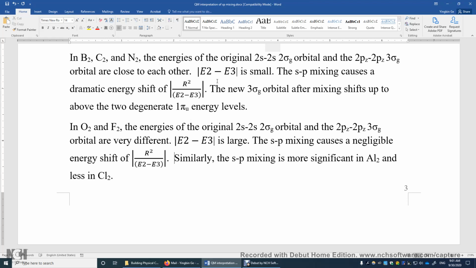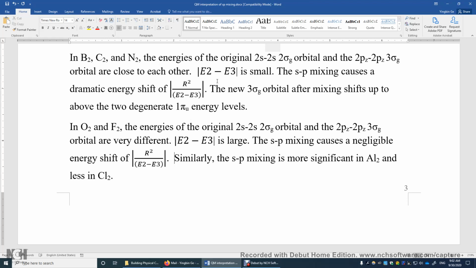My prediction is this: in aluminum 2, you will see this 3 sigma G lies above the pi u orbitals. Maybe we should call that 4 sigma G or even 5 sigma G because we're talking about aluminum. So you have 3s interaction and 3pz interaction. My point is this valence sigma G will be bumped up to above the pi u orbital. You are not going to see that in chlorine 2. All right?